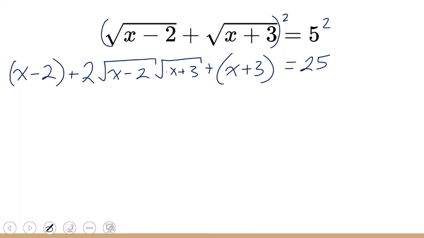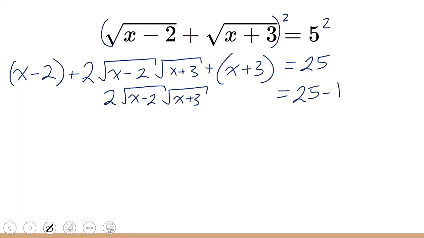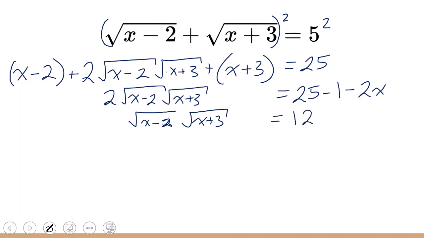Let's keep the radicals on one side and everything else on the other. So I'm going to keep the 2 times the square root of x minus 2 times x plus 3 on this side, and on the other side I'm going to take my 25 minus 1 minus 2x. Let's get rid of the 2, so let's divide by 2 on both sides. Again, I'm still going to keep the square root of x minus 2 times x plus 3, and on the other side, it'll just be 12 minus x.